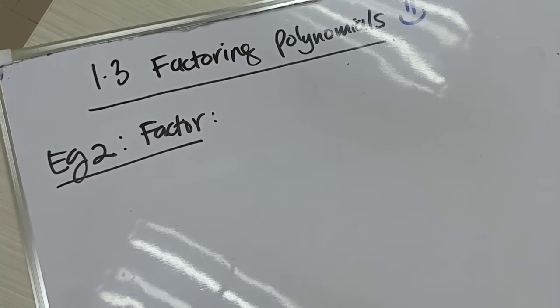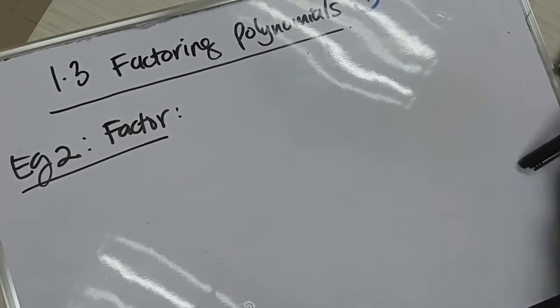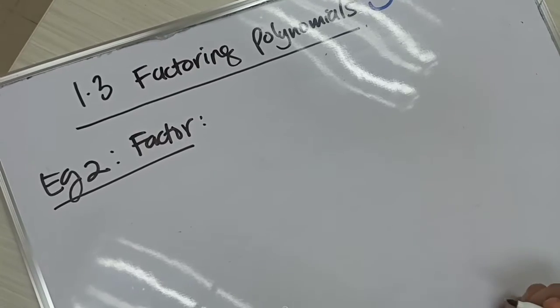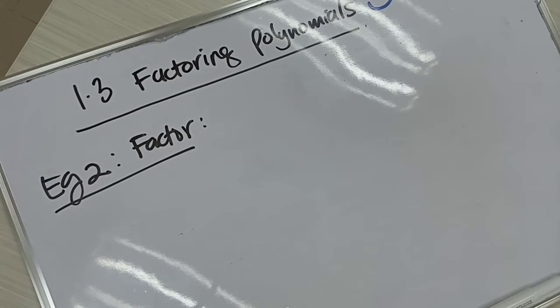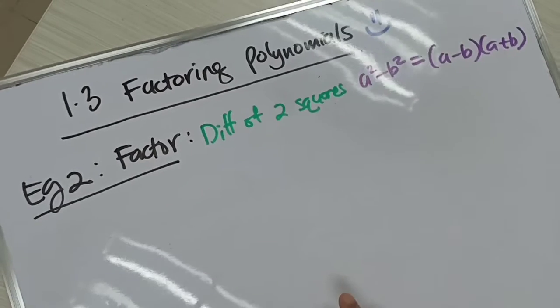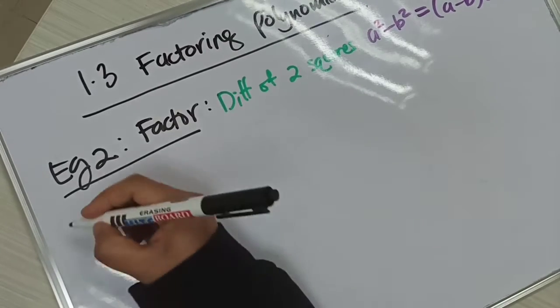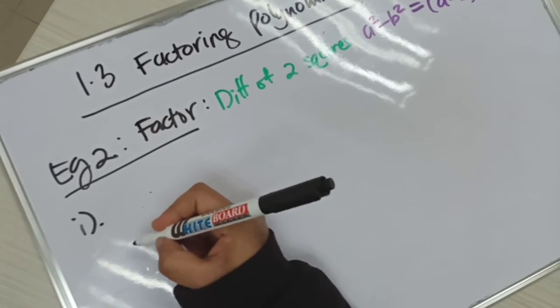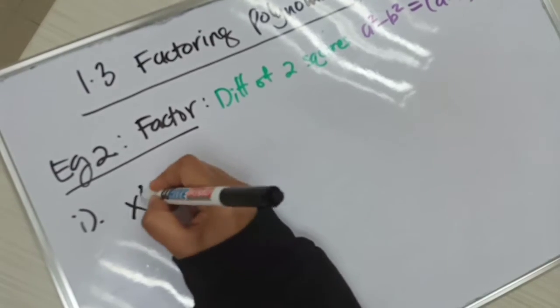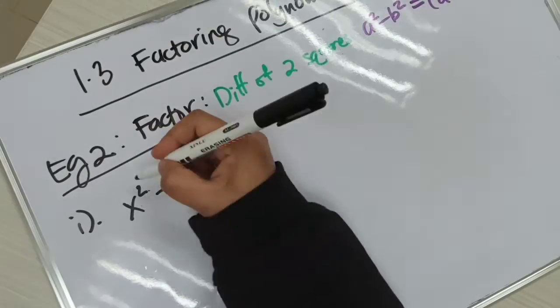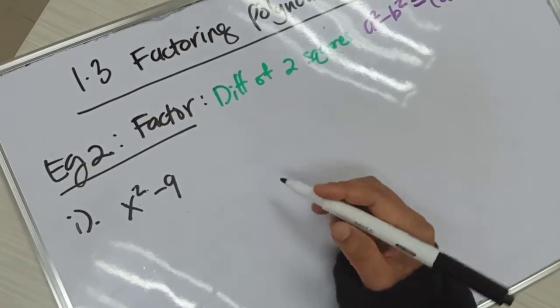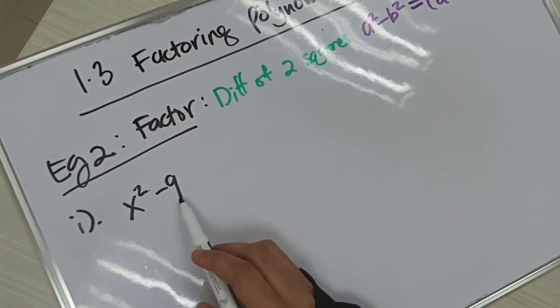So this is the second example. Just now I already explained the formulas, and now we are trying to apply them: how can we factorize polynomials by using the formulas. One of the formulas is difference of two squares. For the first question, number 1, x square minus 9. Can we apply common factor for this question? The answer is no, because we don't have any common factor between these two terms.